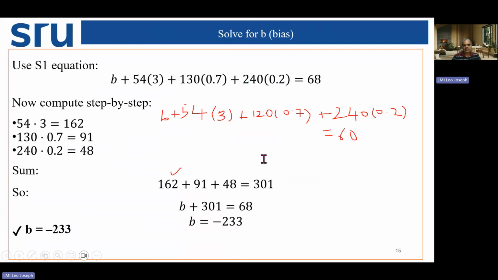And here what we have to do is 60 minus 294. 60 is the new prediction, right? So I am getting 234. This is nothing but minus 234. Now the value is over. Remember the bias value is minus 234.